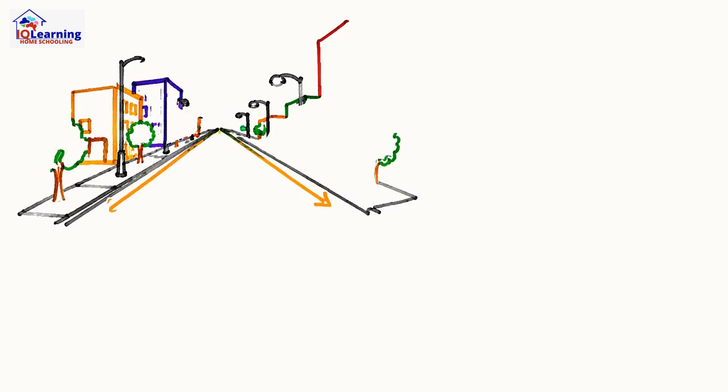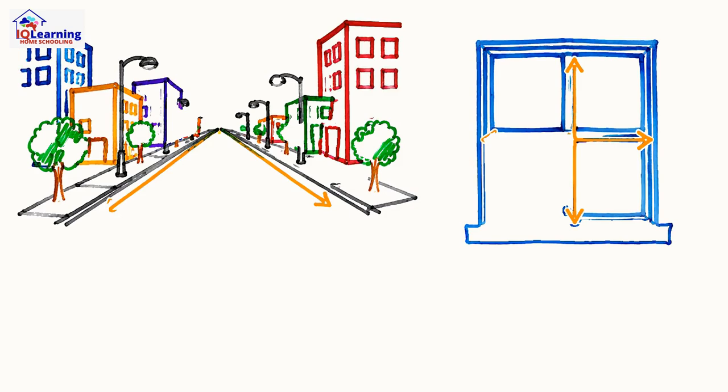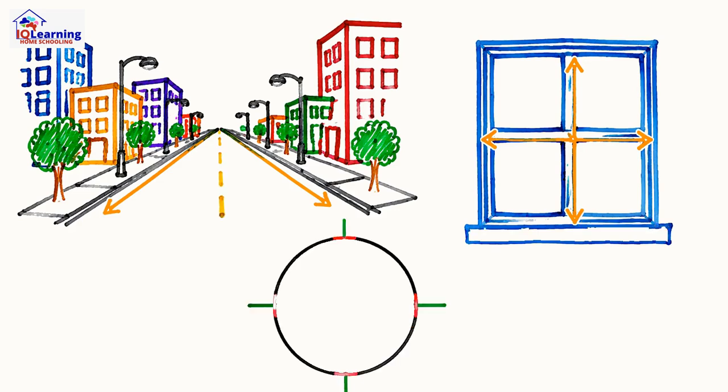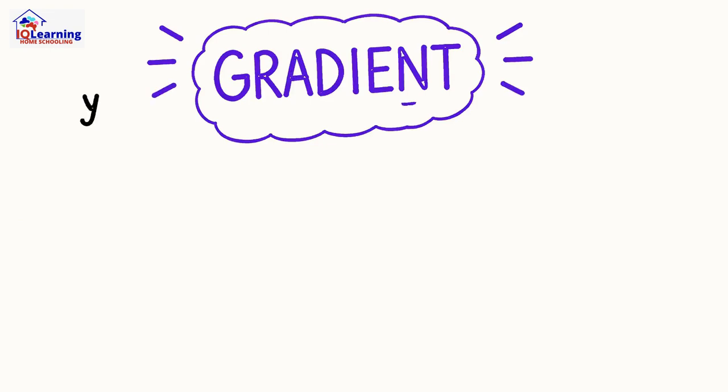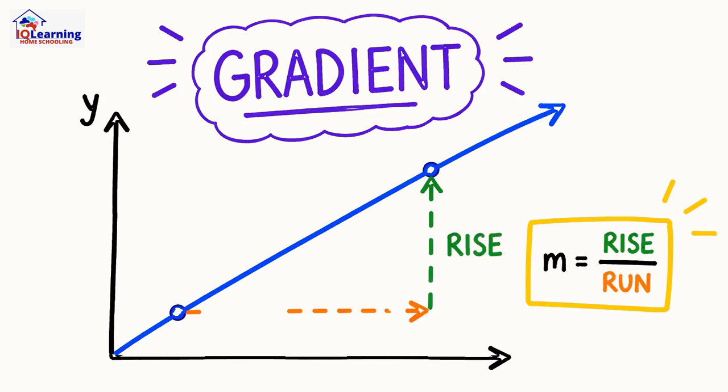Look around you. The grid of a city street, the crosshairs in a video game, the frame of a window. They're all built on two simple ideas, parallel and perpendicular lines. But how do we know for sure just by looking at their equations? It all comes down to one number, the gradient, or the steepness of the line.